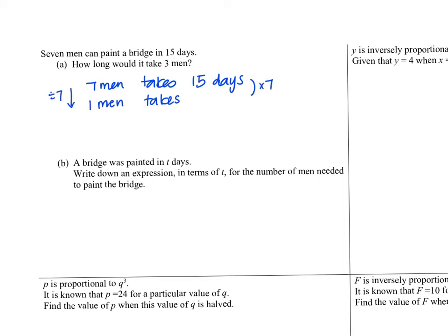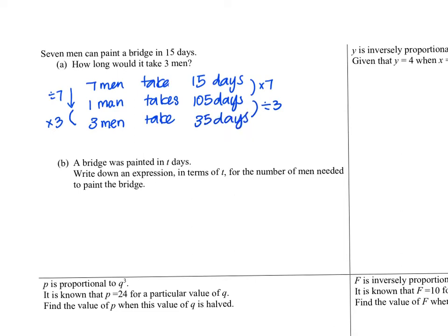So it'll be 15 times 7. 15 times 7 will give me 105 days. Now it's take 3 men. If I'm going to multiply by 3, then this part over here will be divide by 3. So 3 men will take 105 divided by 3, lesser number of days, 35 days.